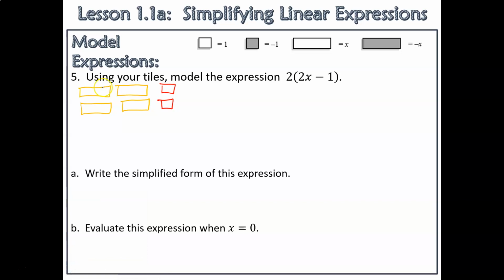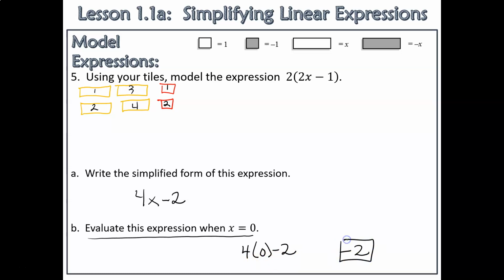So when we simplify that, we're just going to count everything up. So in this group, we have 1, 2, 3, 4 x's. So I have 4 x's and 1, 2. So I have negative 2. They're red, negative 2. All right, now we're going to plug in 0 this time because B wants us to evaluate this expression when x is 0. So I'm going to plug in a 0 instead of my x. 4 times 0 is 0. 0 minus 2 is negative 2.